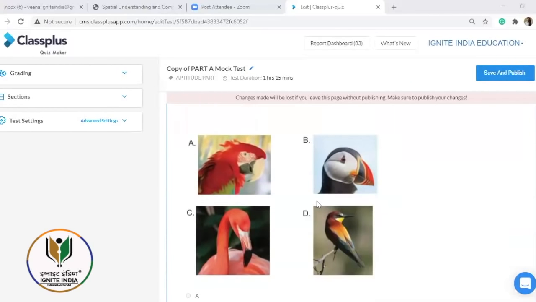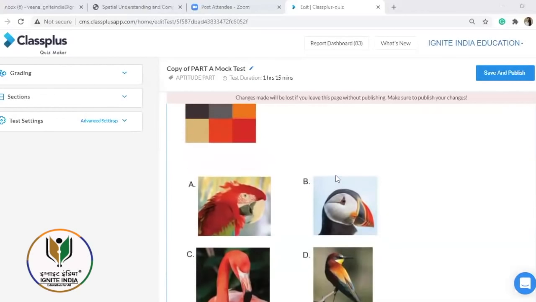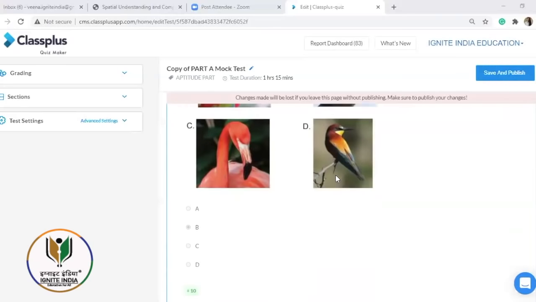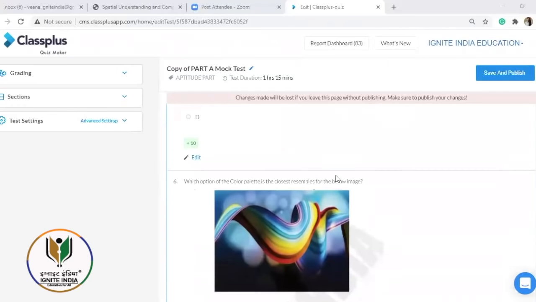Option A, let's use the elimination method. Not possible, because the grayish and blackish colors are less in this. Option B, yes, it can be possible, because we can see all the lighter tones are there a bit, and the grayish tone is also there. Then we'll move to option C. C has black but not gray, and D is completely out of the color palette. So we are left with B, and B is the right answer for this question. Let's see the right answer. Yes, B is the right answer.